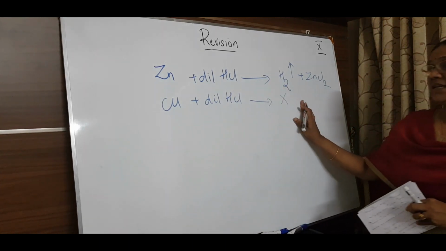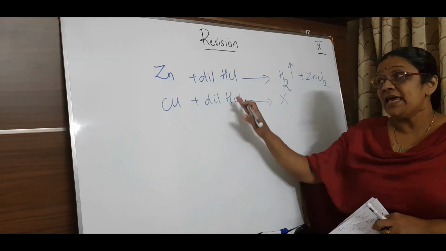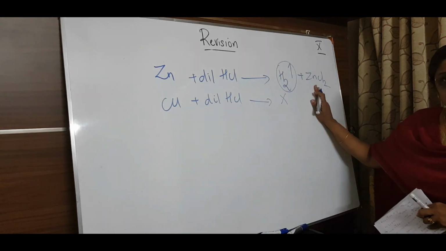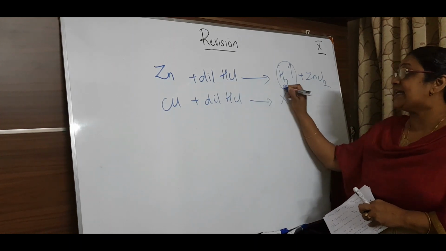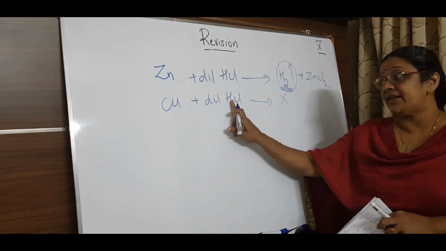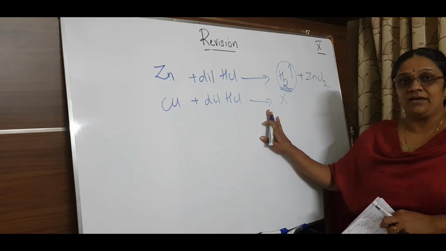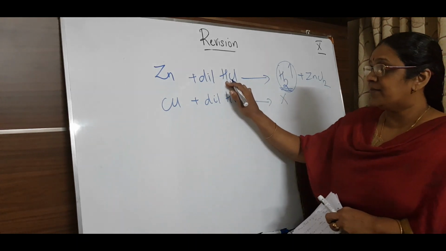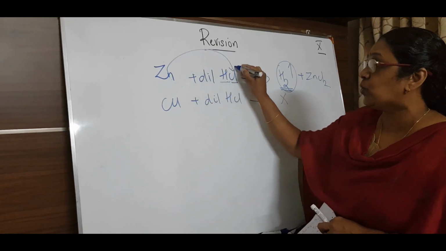If a question comes like this, you know the generic equation: a metal reacts with an acid to produce hydrogen and salt. So in this case, zinc will liberate hydrogen gas, but in the case of copper, when it is treated with hydrochloric acid, it does not liberate hydrogen, or the reaction does not happen. Why? You have to see what happens here. Zn plus HCl will give you ZnCl2. Listen carefully.